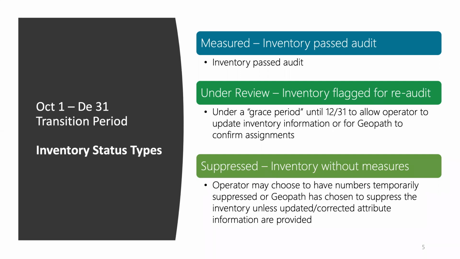And once it's been re-audited and has passed, that flag will be removed. There's also inventory that's been suppressed. So again, the operator, our Geopath, has chosen to suppress it until the numbers have been completely updated. If you run into an experience where you're looking at inventory and it's not returning impression data, that's likely what you're seeing there.